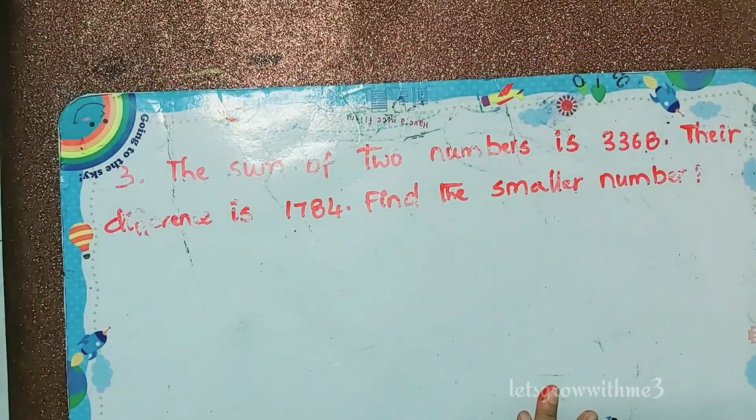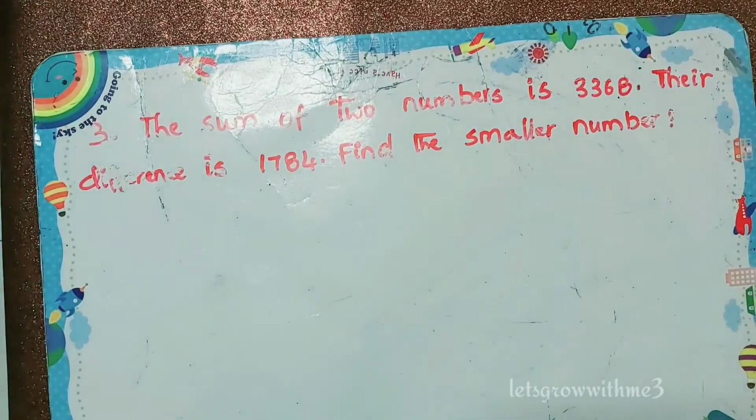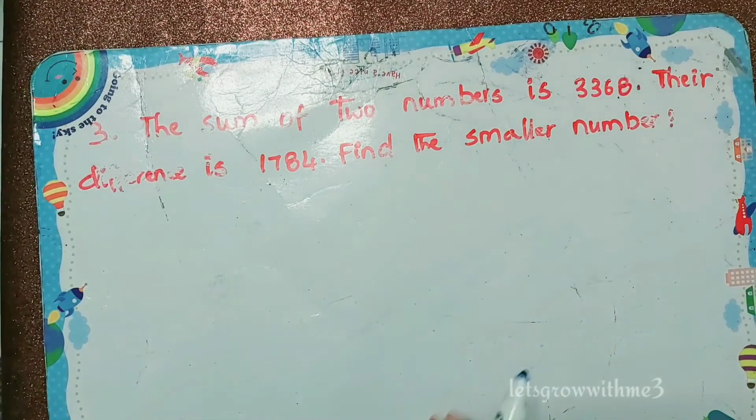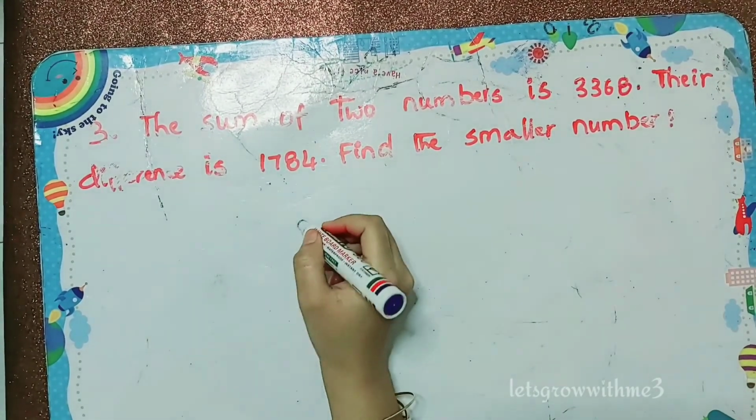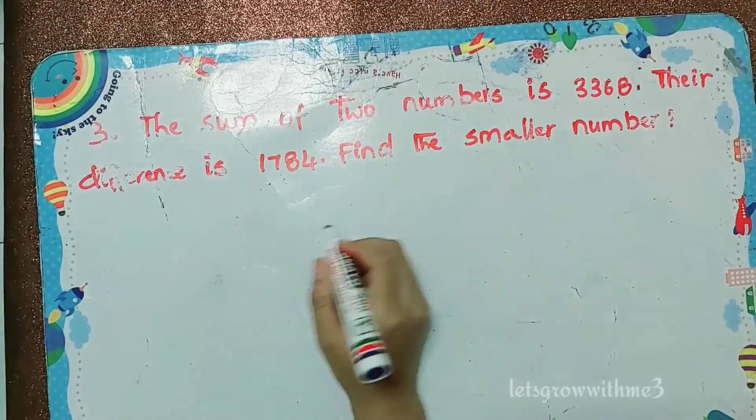So let's solve one more interesting problem. Here it is. The sum of two numbers is 3368. The difference is 1784. Find the smaller number. Let's draw the model for this. So we have two numbers.